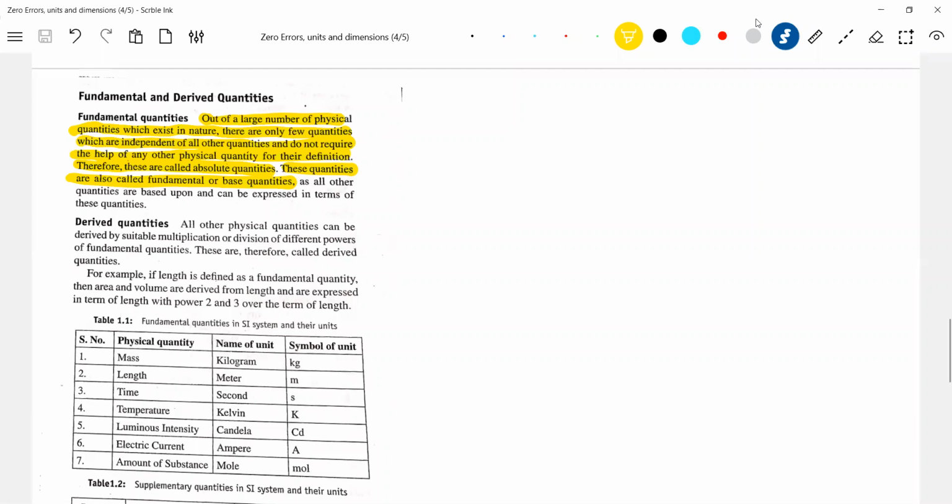Okay, what about derived quantities? Those are the ones obtained through multiplication, division, or different powers of fundamental quantities. All other physical quantities can be derived by suitable multiplication or division of different powers of fundamental quantities. Like this, they are called derived, for example force. How will force come? I'll put a simple idea like this. Force will be mass times acceleration. What is acceleration? Acceleration is velocity by time, and velocity is distance by time, so acceleration is distance by time square.